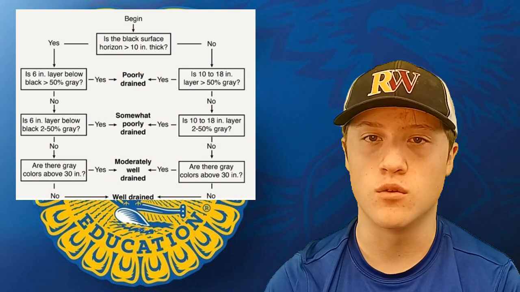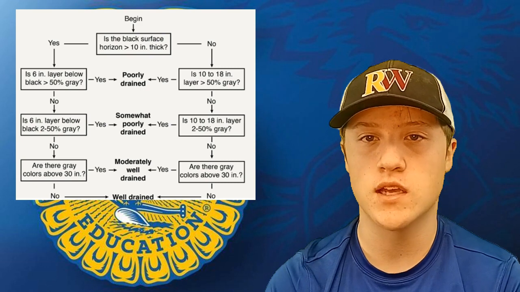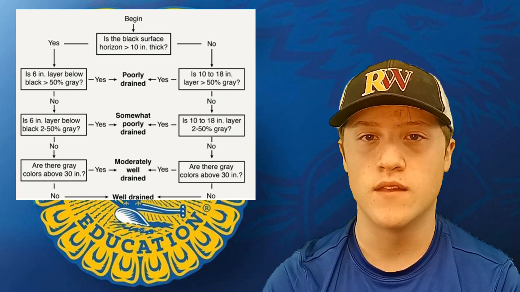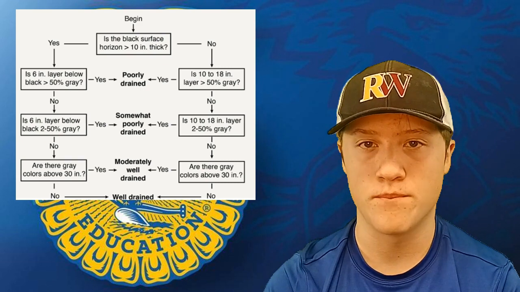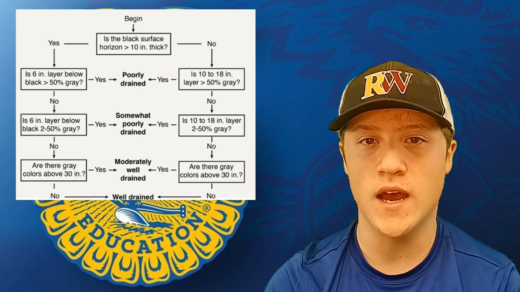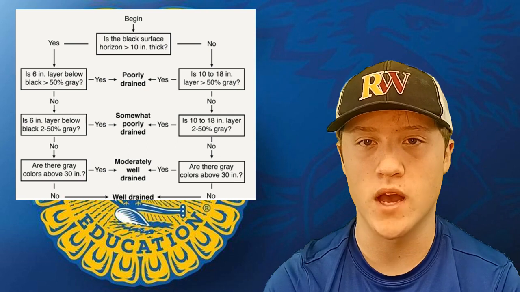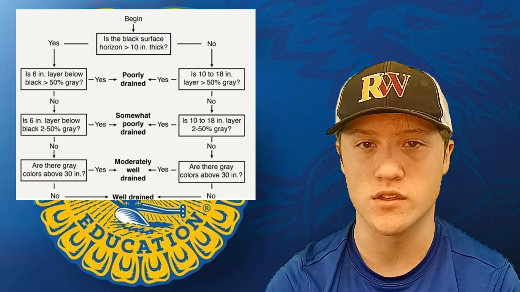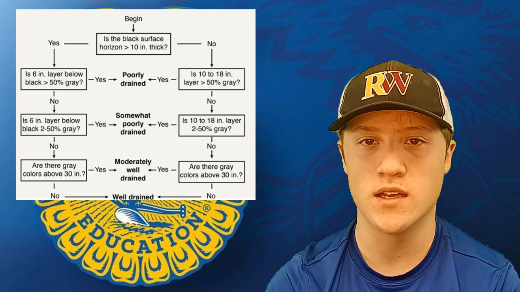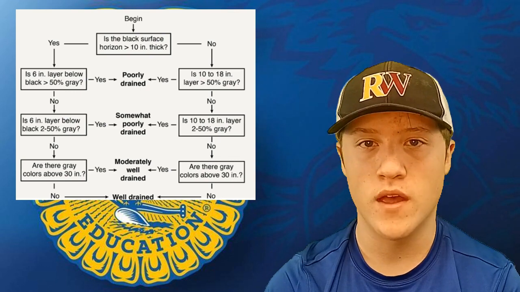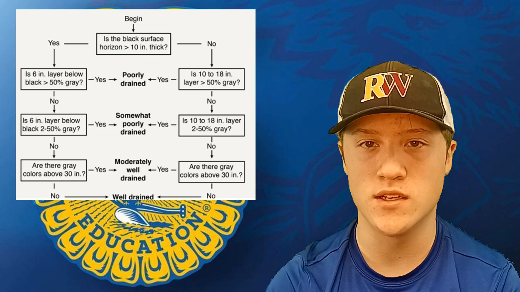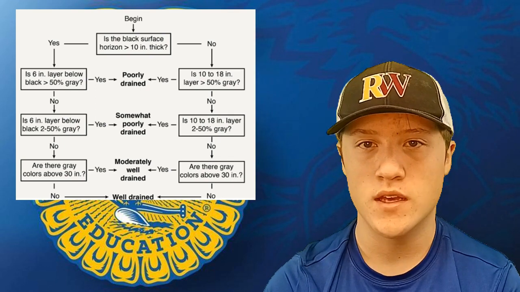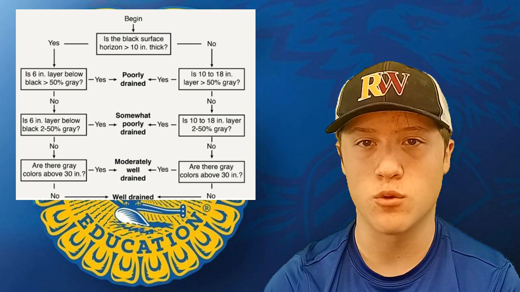The first thing I do when I judge drainage is to look to see if our topsoil is at least 10 inches of black. If it is, then we will move to the left side of the card. Now, we want to add 6 inches to wherever the black ends. For example, if the topsoil was black and stopped at 14 inches, I would then add 6 inches and go to 20 inches. Then I will look to see if in that 6 inches, the soil is 50% gray or greater. If the soil is, then it is poorly drained.